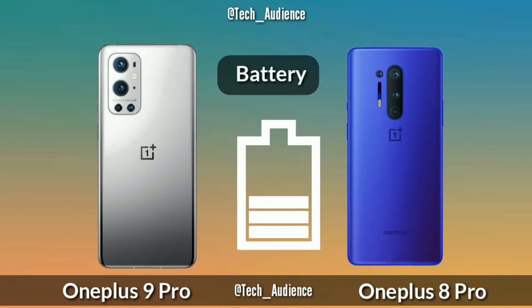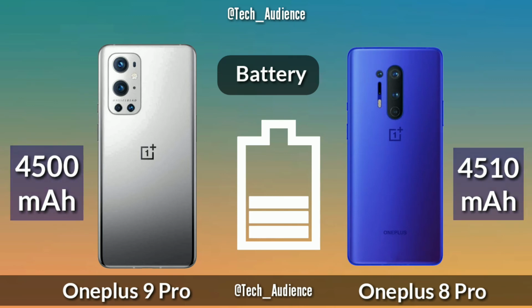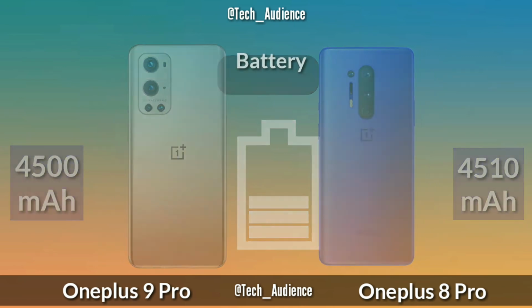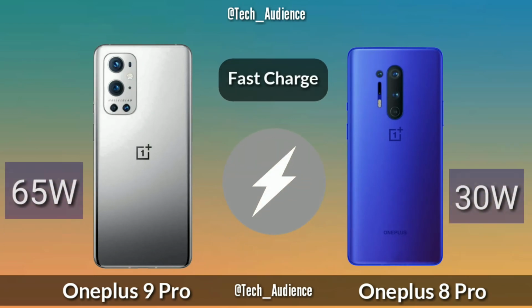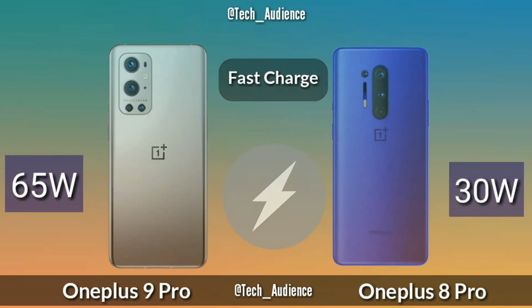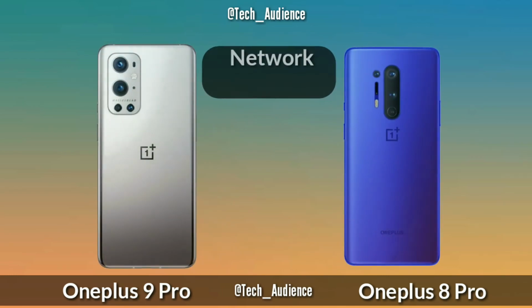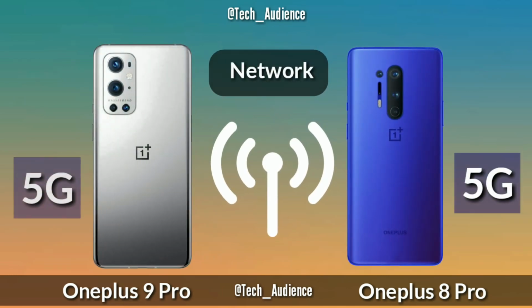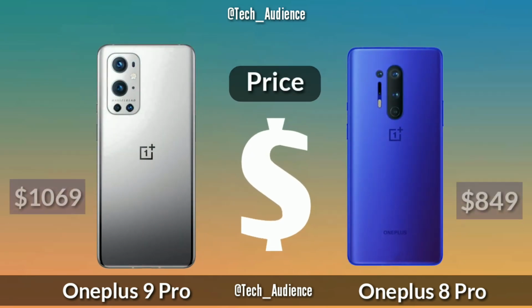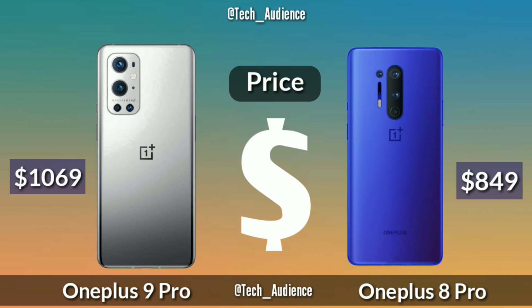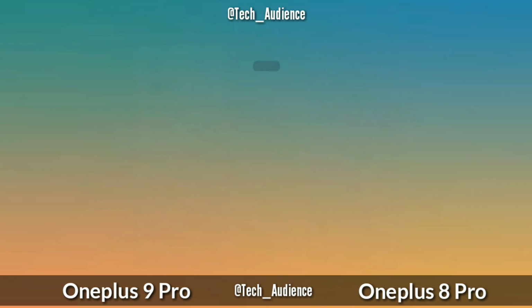Battery: the OnePlus 9 Pro has a 4500 mAh battery versus OnePlus 8 Pro has a 4510 mAh battery. Fast charge: the OnePlus 9 Pro supports 65 watt versus OnePlus 8 Pro supports 30 watt of fast charge. Network: OnePlus 9 Pro and the 8 Pro both devices have 5G network support. Price: OnePlus 9 Pro launched at $1,069 versus OnePlus 8 Pro launched at $849.